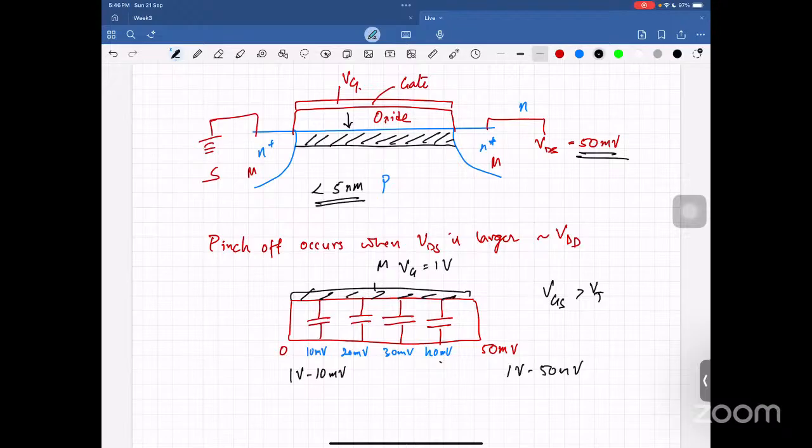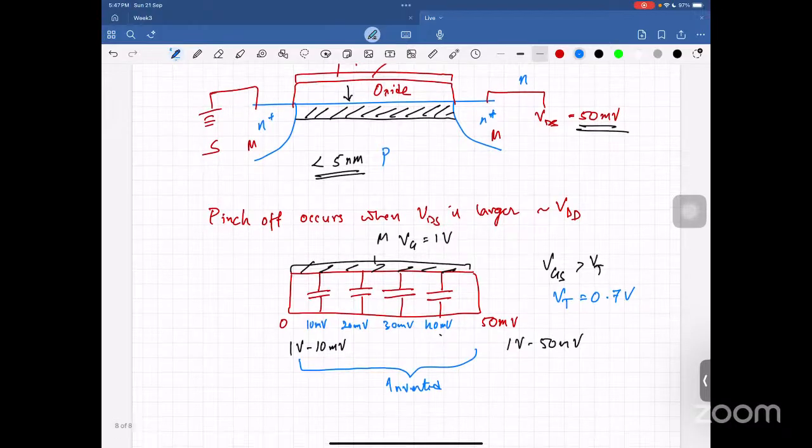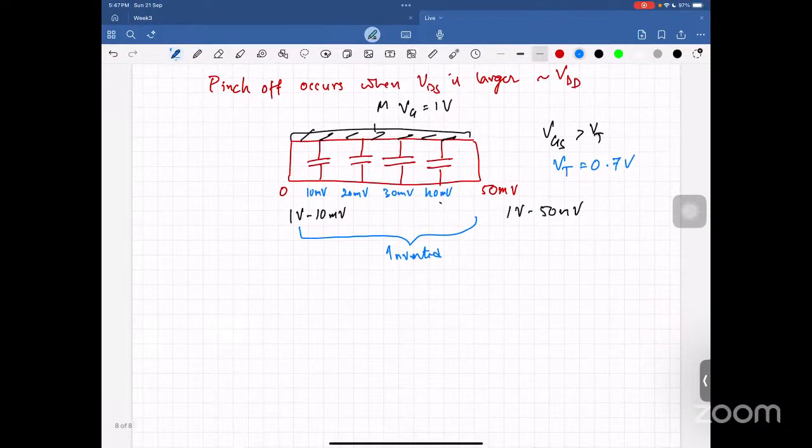So let's say VT is only 0.7 volts. Then everywhere in the channel, all the region under the gate, this entire region will be inverted. Makes sense? That is when VDS is small. Now the story changes when VDS is large.